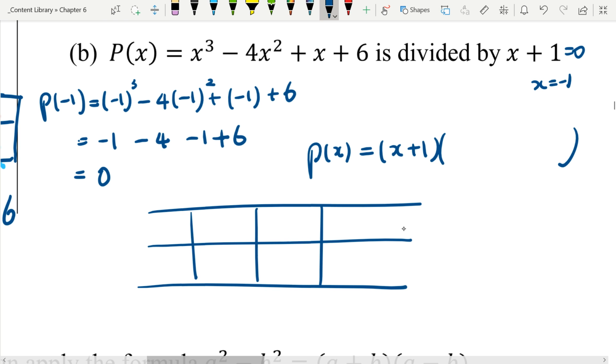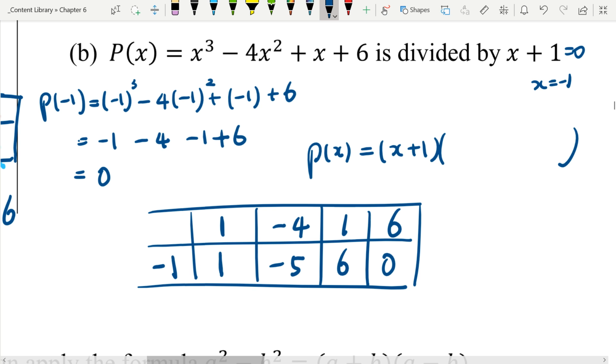This table is really good for factorizing. So we have 1, minus 4, 1, and 6. And I'll start multiplying. The first one is copied down, I have 1. 1 times minus 1 is minus 1. Minus 1 minus 4 is minus 5. Minus 5 times minus 1 is 5. 5 plus 1 is 6. 6 times minus 1 is minus 6. Minus 6 plus 6, that's a 0. So I can see the remainder is actually 0.